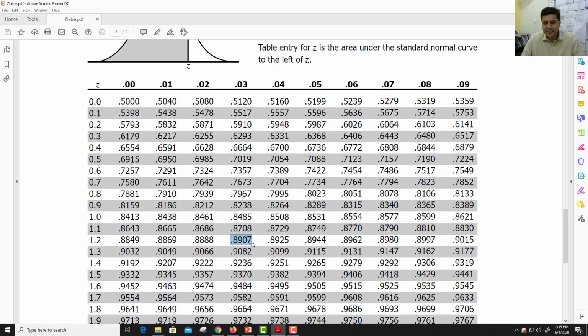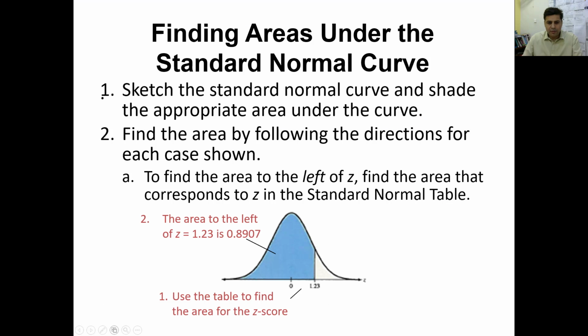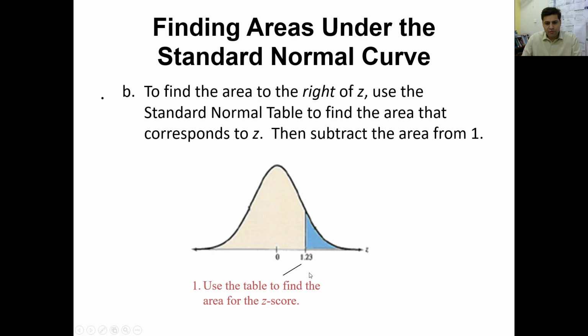So this area is 0.890. You can see that the area to the left of z, so this whole area up to 1.23, is 0.8907. With the help of the standard normal table, we can easily calculate this area. Now I am going to show you some more examples, to find the area to the right.